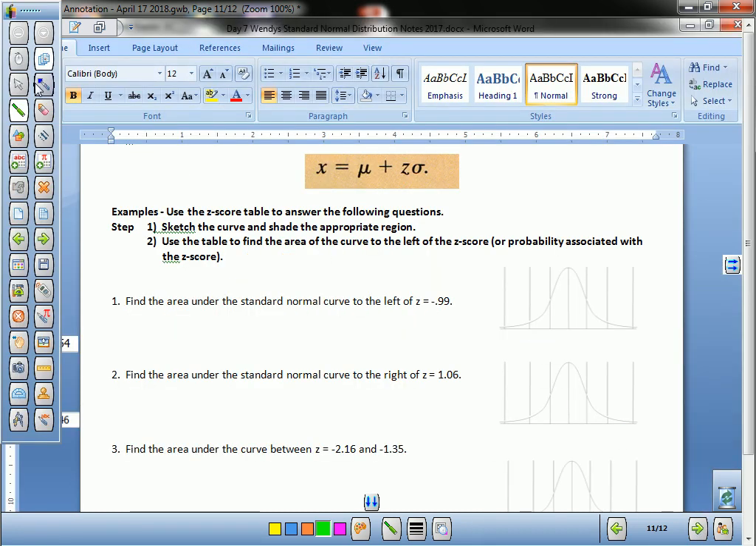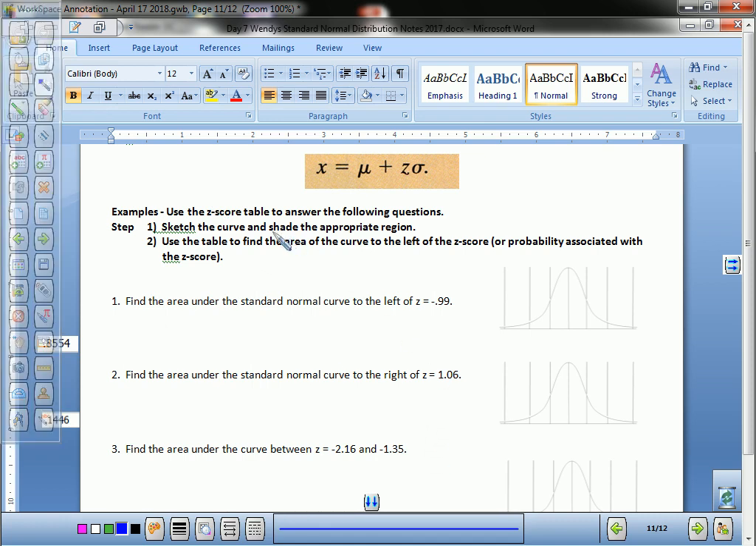Okay, now these are actually on your notes. So now we should be pretty good with this. So when we have these problems, I want you to just sketch a little curve. It doesn't have to be beautiful. But we're going to find the area under the curve to the left of negative 0.99.